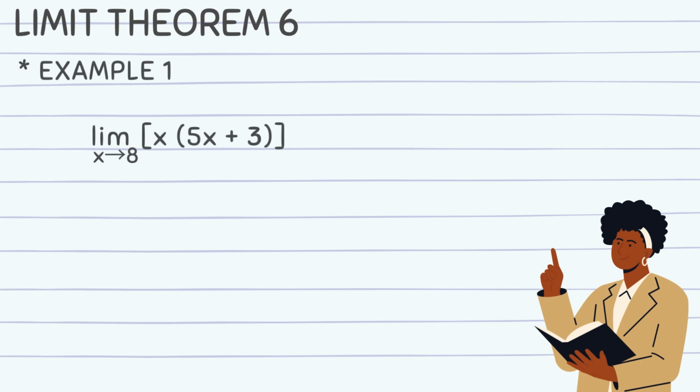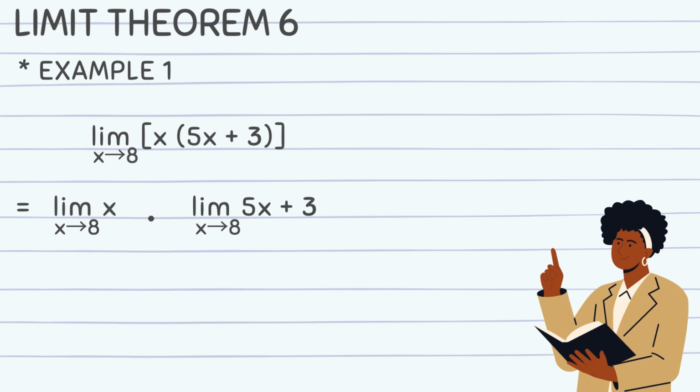For example 1, we have the limit of x times quantity 5x plus 3 as x approaches 8. Our first step is to identify our individual functions, so we have here x as our f of x, while 5x plus 3 as our g of x. Now, we will write x and 5x plus 3 as individual limits. So now we have the limit of x as x approaches 8 multiplied by the limit of 5x plus 3 as x approaches 8. We will now have to solve the individual limits.